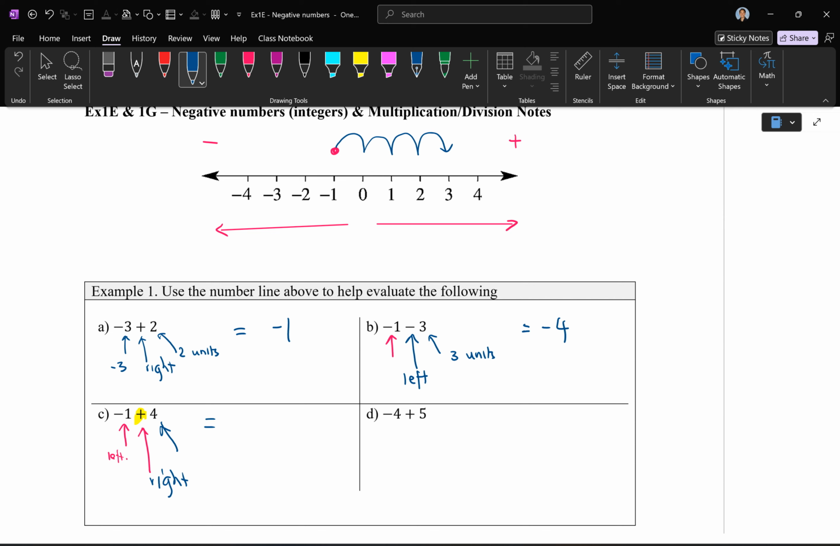Can I please have, let's go with Josh. What's my answer? Very good. It's positive 3. Okay, you don't have to write the positive sign. I'm just writing it so you can see it.